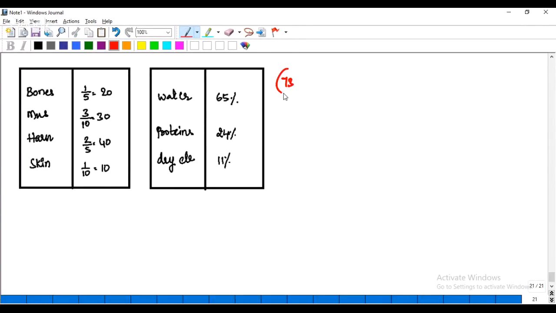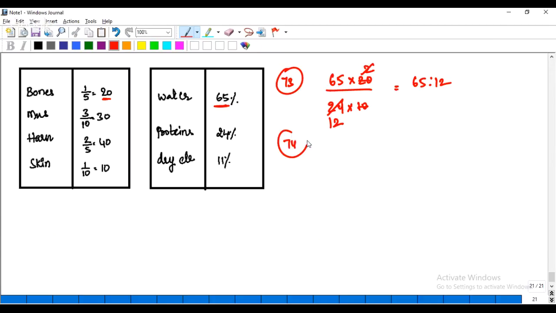What he asks. He asks you the ratio of water content in bones. 65%. In bones it is 20. So 65% of 20. To the protein content in skin. Protein is 24. In skin it is 10. Ones are, twos are, two ones are, two twelves are. If you take it out, 65 is to 12 you will get.